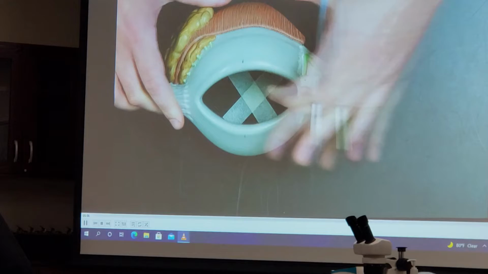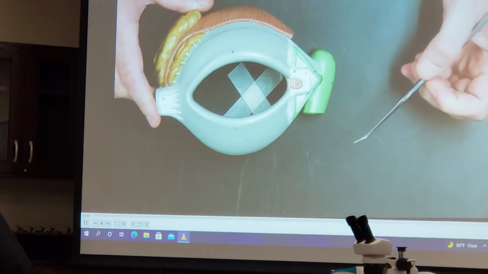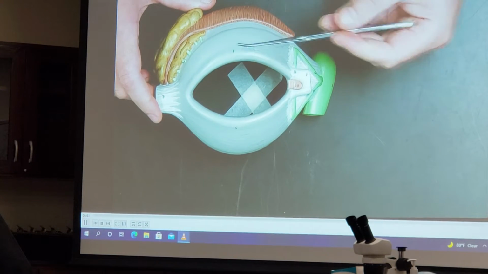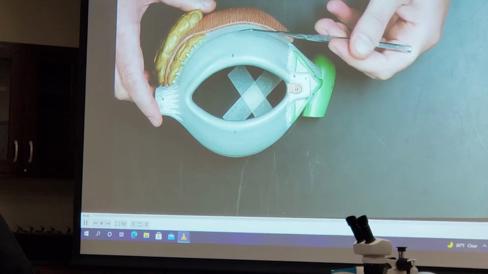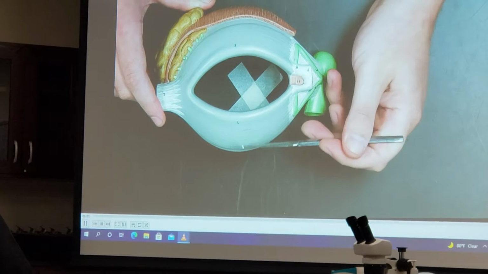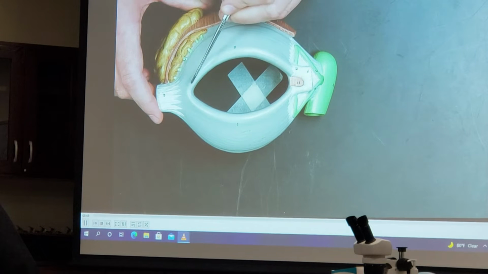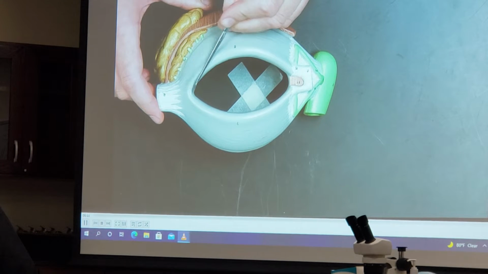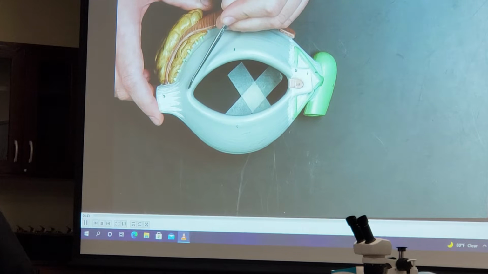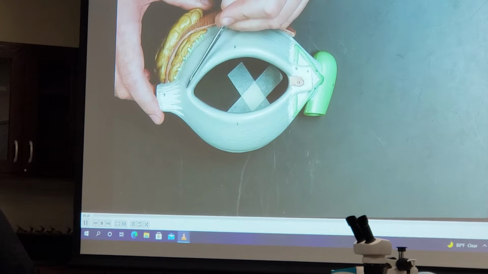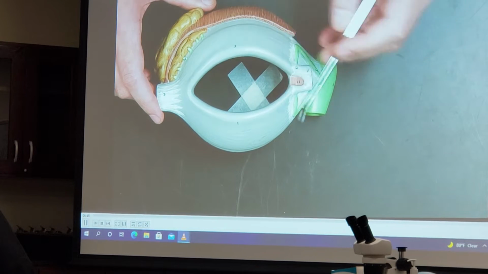Okay, for the palpebrae, so this is the upper palpebra, the upper eyelid, the lower palpebra. Where the two palpebrae meet laterally is the lateral canthus. This is the medial canthus.